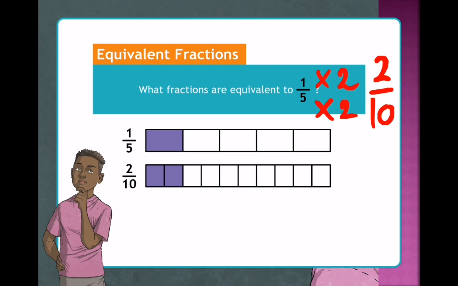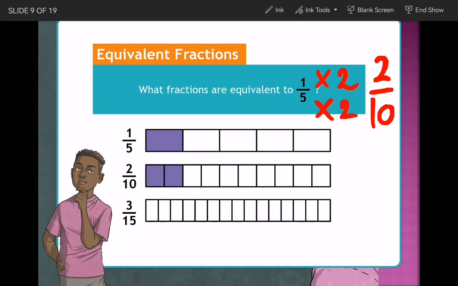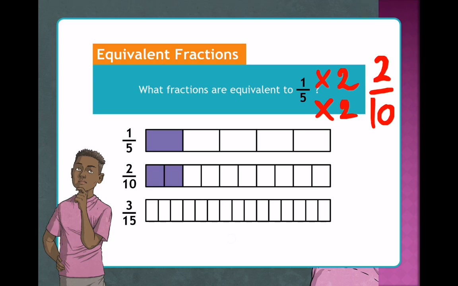What else? What other fractions could be equivalent to 1/5? If I'm going, for example, to multiply by 3, what will happen? 1 times 3, it will be 3. 5 times 3, it will be 15. So 3/15 also will be equivalent to the same amount, which is 1/5.